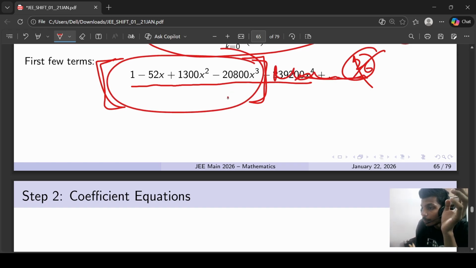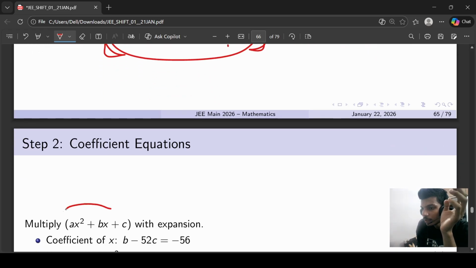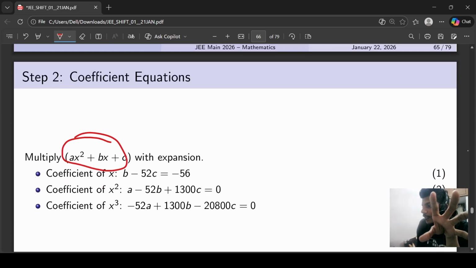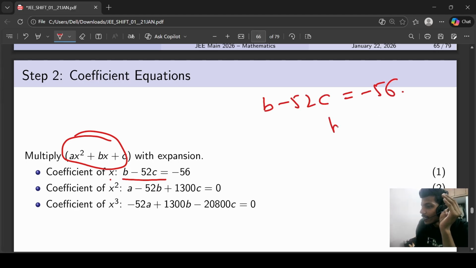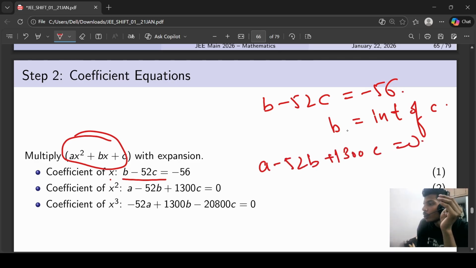I'm going to simply multiply this with this, and see what I get in the coefficients. So I get the coefficient of x as b minus 42c is equal to minus 56. So I can get b in terms of c from the first equation. And the coefficient of x square comes out as a minus 52b plus 1300c is equal to 0. So I can simply substitute b in terms of c here. I'm simply getting a in terms of b.